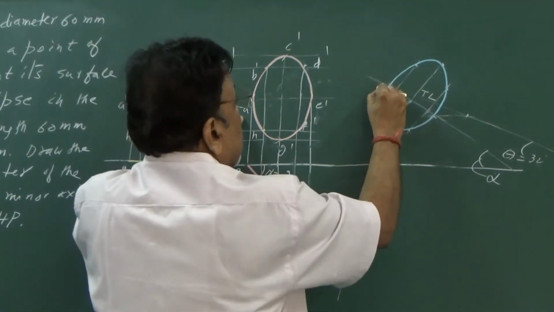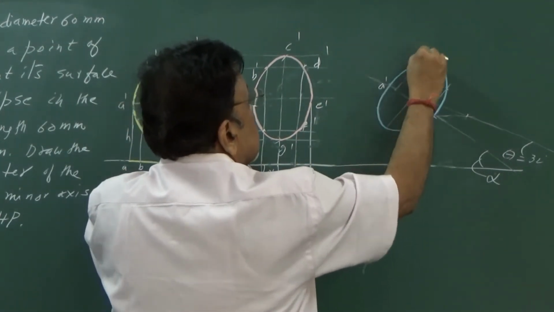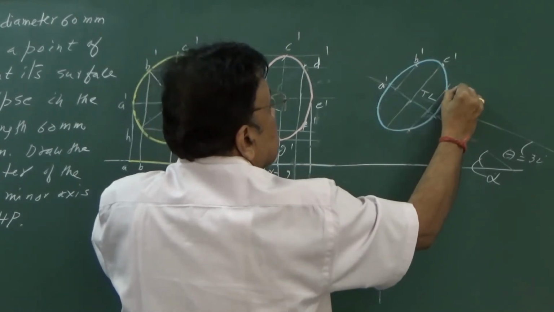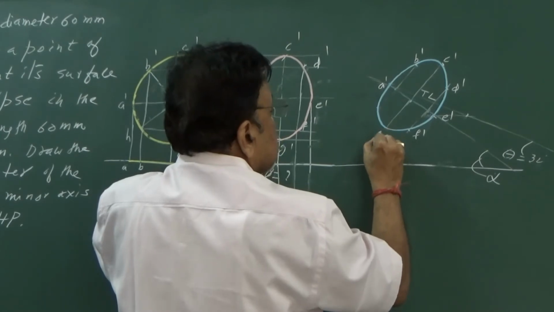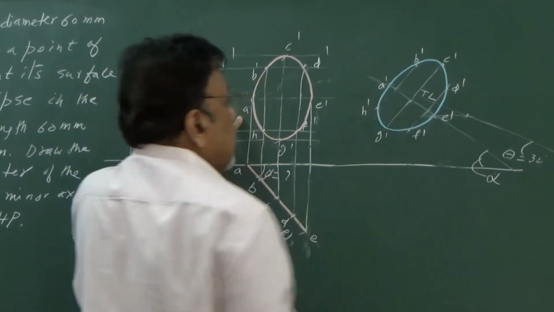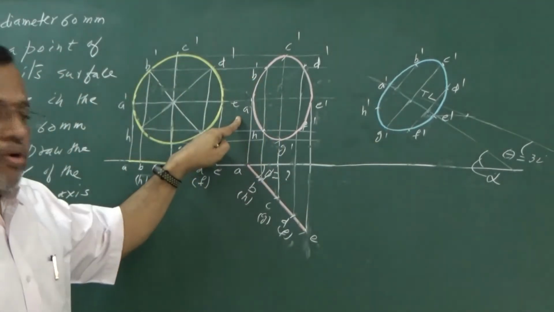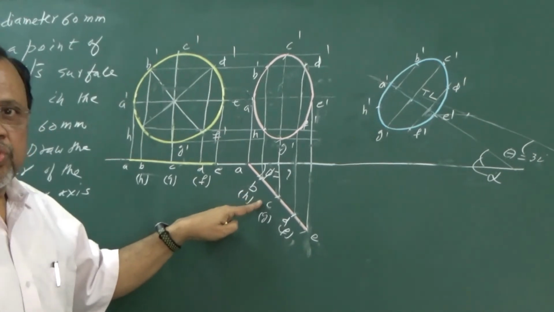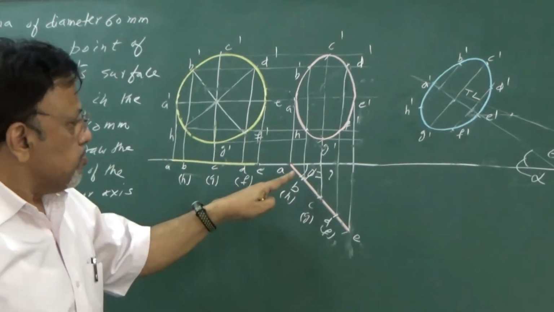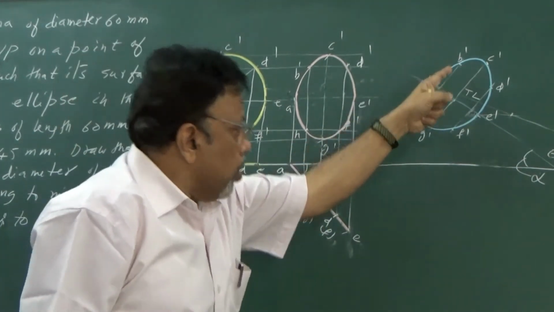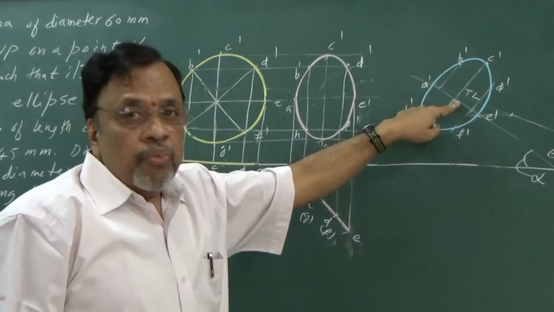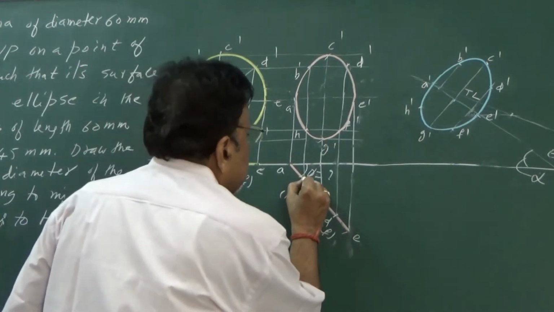Again transfer points. That is also very important. That is A dash, B dash, C dash, D dash, E dash, F dash, G dash, and H dash. Now I need to get the corresponding new top view. How to get the new top view? Same thing: draw the horizontal projectors from the previous top view and draw the vertical projectors from the new front view. Let me do that.